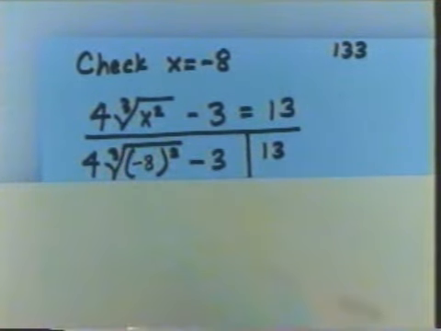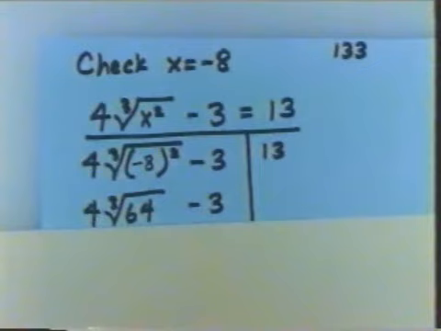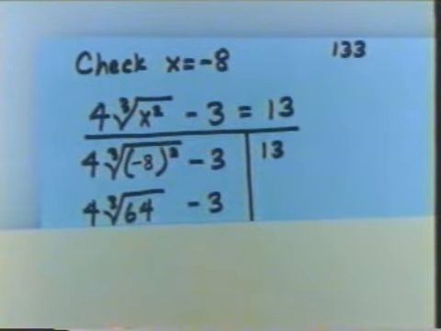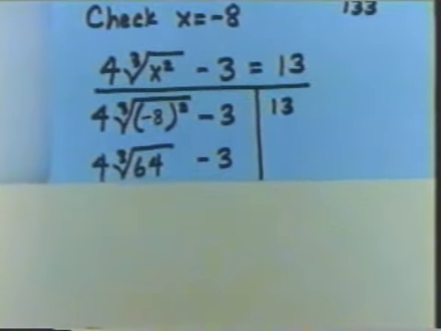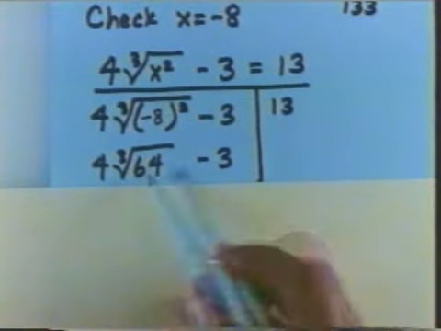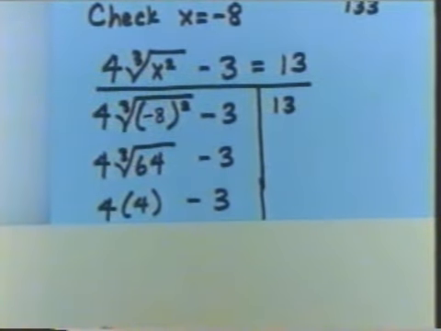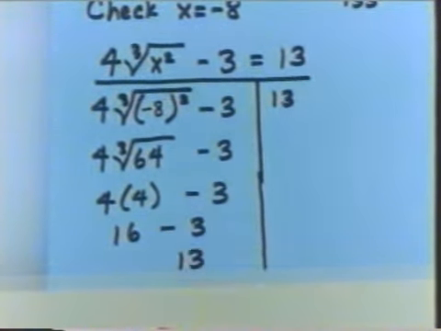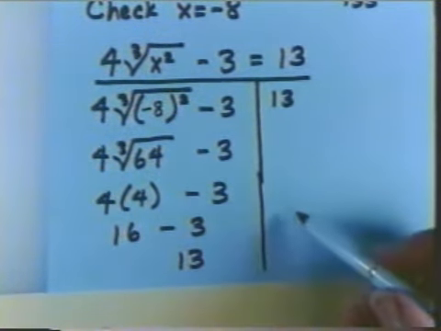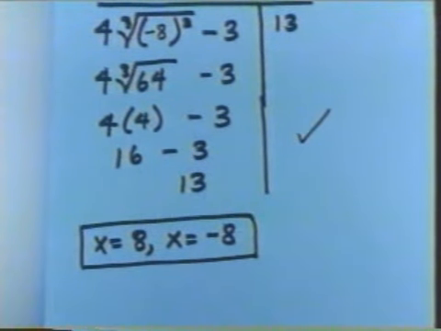When we square -8, we get 64. So we have 4 times the cube root of 64, subtract 3. The cube root of 64 is 4. 4 times 4, subtract 3, which is 16, subtract 3, which is 13. This means that the -8 also checks, and so our solution is the double solution, x equals 8 and x equals -8, two answers that both work.